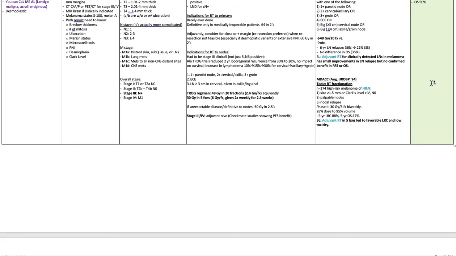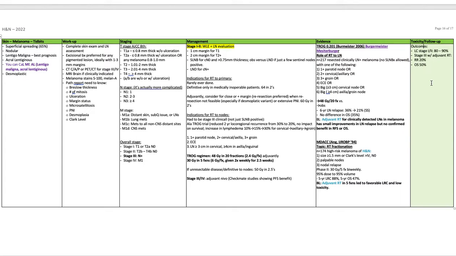The next section is melanoma. Superficial spreading is the most common type of melanoma. There's also nodular melanoma, lentigo maligna, which has the best prognosis, and acral lentiginous melanoma. You can call me Al, L-M-A-L: lentigo maligna, acral lentiginous.